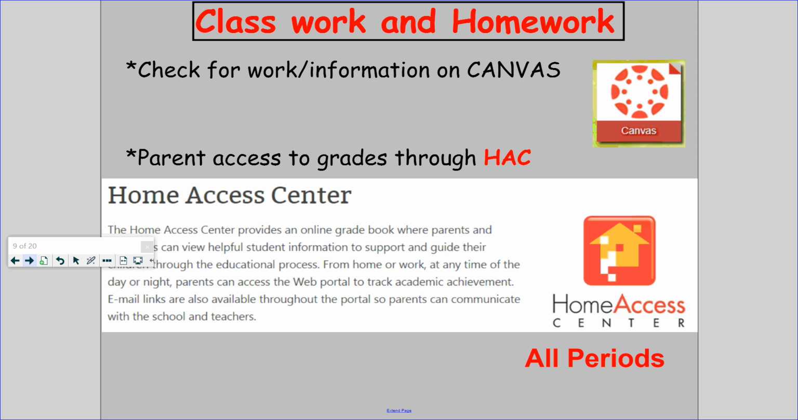Classwork and assignments. In our next lesson, we're going to really talk about Canvas. Canvas is our learning management system, where you can access your assignments, your homework, videos, and discussion boards. We'll talk about that shortly in the next lesson.